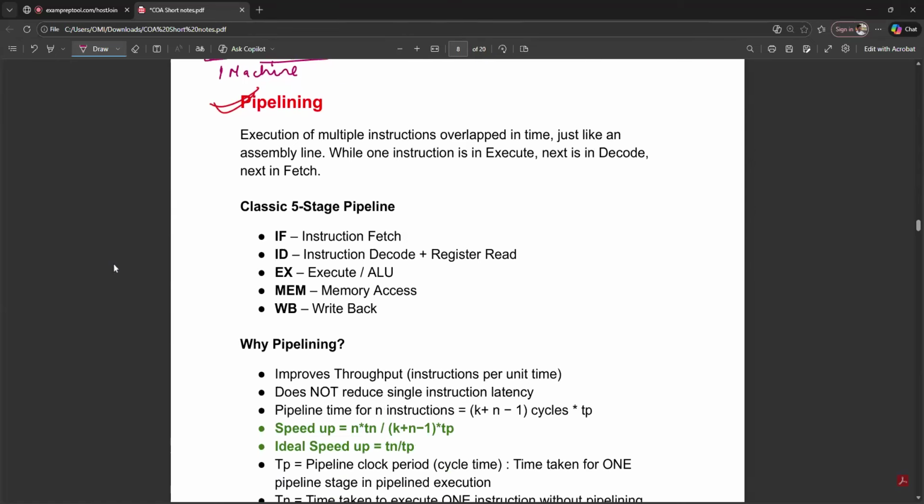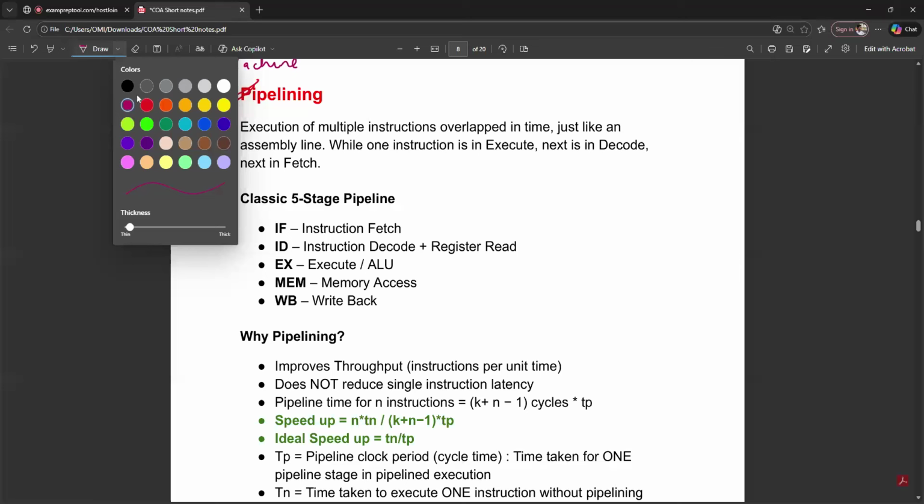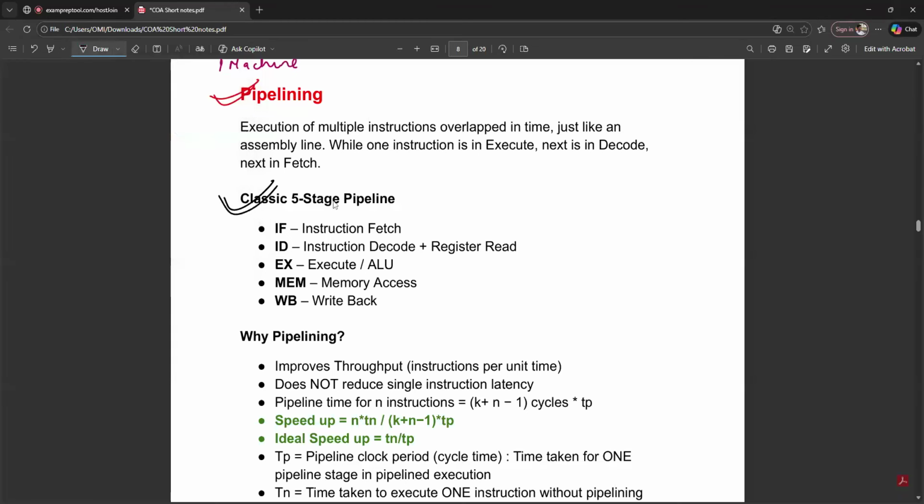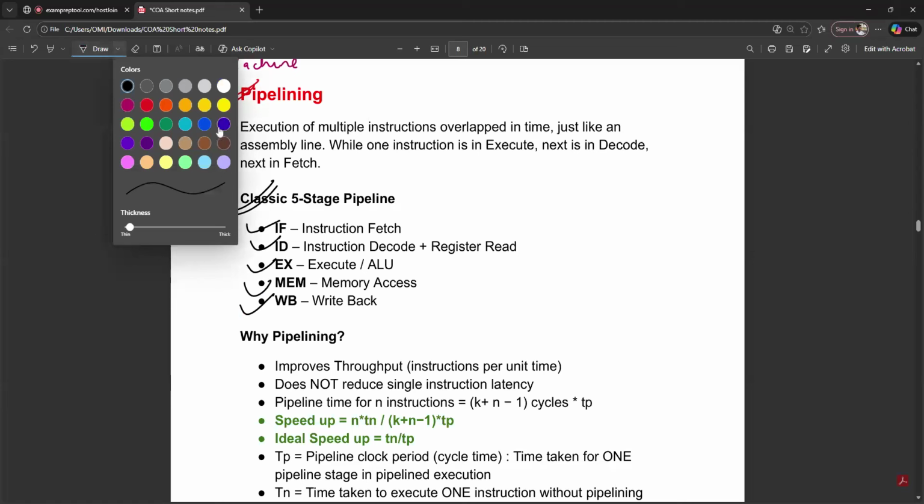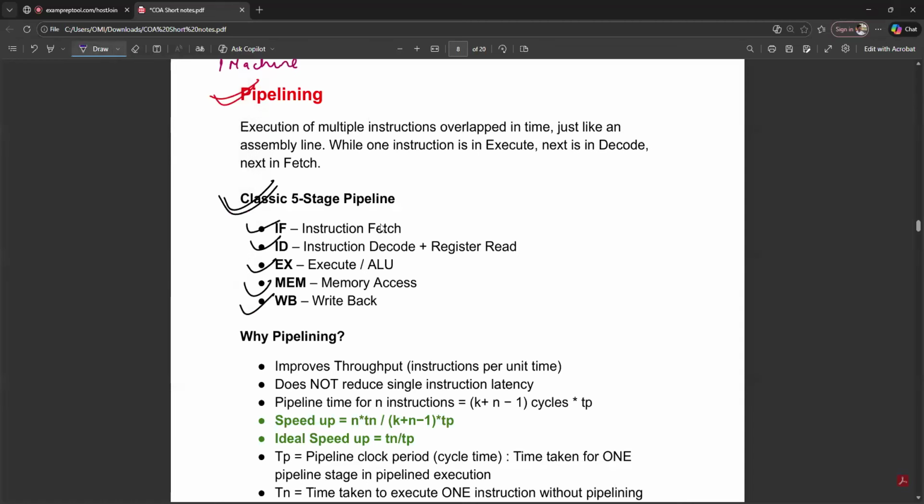Now there is one classic five-stage pipeline: instruction fetch, decode, execute, memory, and write back. I hope you know this, so I don't have to say much here. It is instruction fetch, then instruction decode and register read happens in the next stage, called the ID stage.